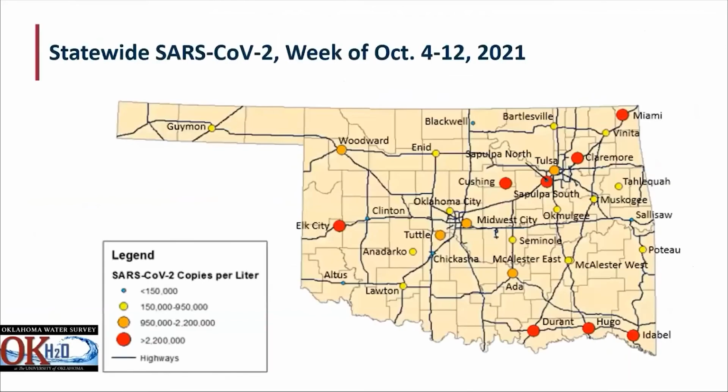And so from there, we were able to do a one-time statewide surveillance back in the fall, from October 4th to 12th, 2021, looking at SARS-CoV-2 concentrations across the state of Oklahoma, trying to see where some of the hot spots are. Here we just broke them into quartiles on this map, and so the larger red dots are the upper quartile at this time.